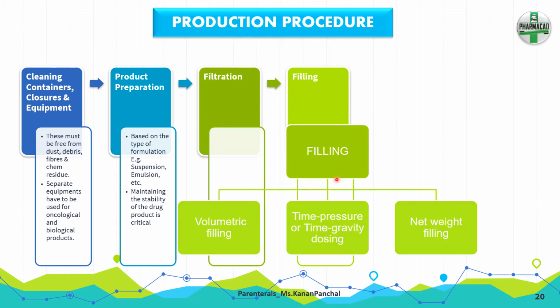Now filling can be carried out either by volumetric filling, that is a certain volume is filled into a container, or time pressure, time gravity dosing. And another method is by the net weight of filling. These are the three types of filling methods. Please take a note of it.